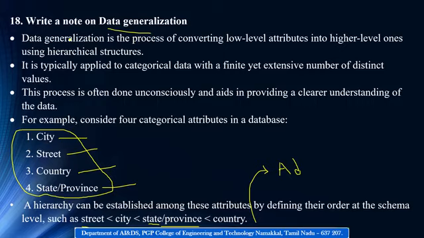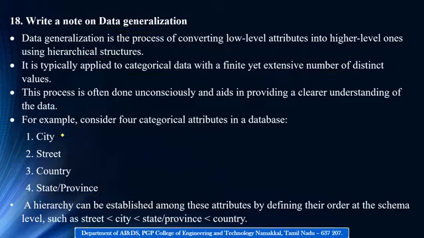Data generalization is a process of converting low level attributes into the high level attribute using the hierarchy structure. It is typically applied to categorical data with a finite number of distinct values. These are all different categories. City is a category, state is category data, country, everything. So we are arranging these in a particular order and making a generalized one. That is called data generalization.